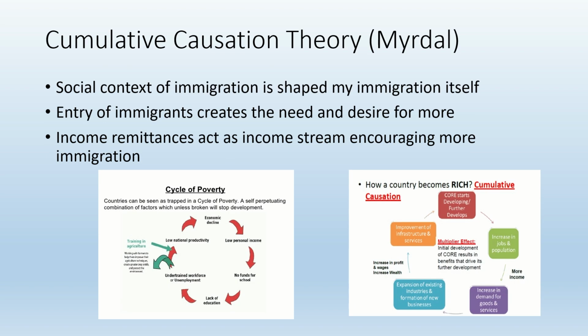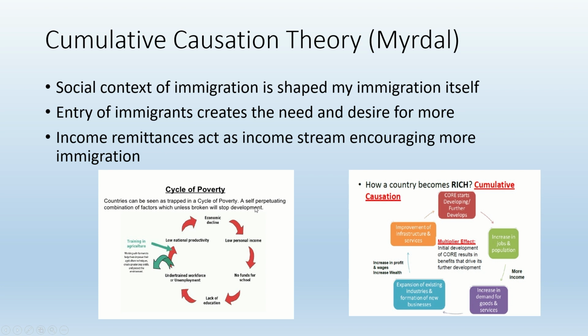Another theory is cumulative causation theory, which is looking at how immigration shapes immigration itself. When immigrants come in, they begin to interact with society and they begin to change some of the social dynamics in that society, which creates a desire for more immigrants to come in. What happens is there are pull and push forces working here.